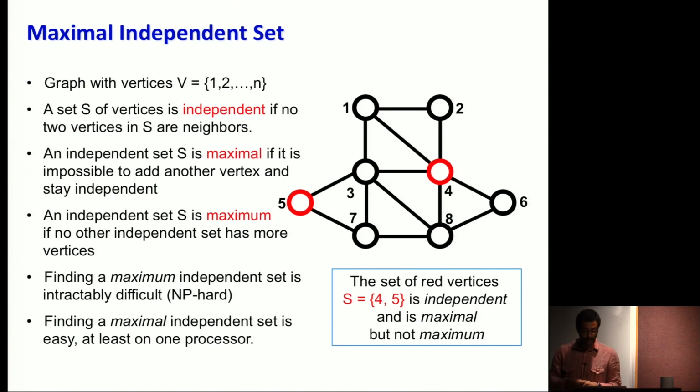So for example, 4 and 5 is a maximal independent set, but it's not maximum. There is a better solution. But it doesn't matter in practice. In many cases, maximal sets are good enough.